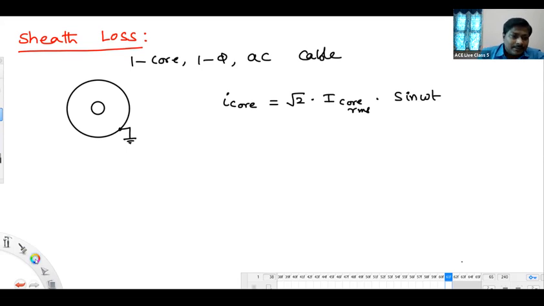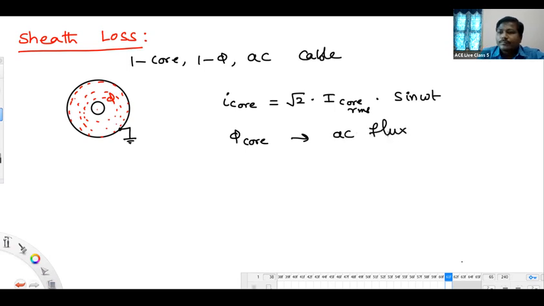See, listen. Whenever this is carrying some alternating current like that, it will be producing some magnetic flux like this. And that magnetic flux is going to link with the sheath. Phi core is the AC flux produced by the core.